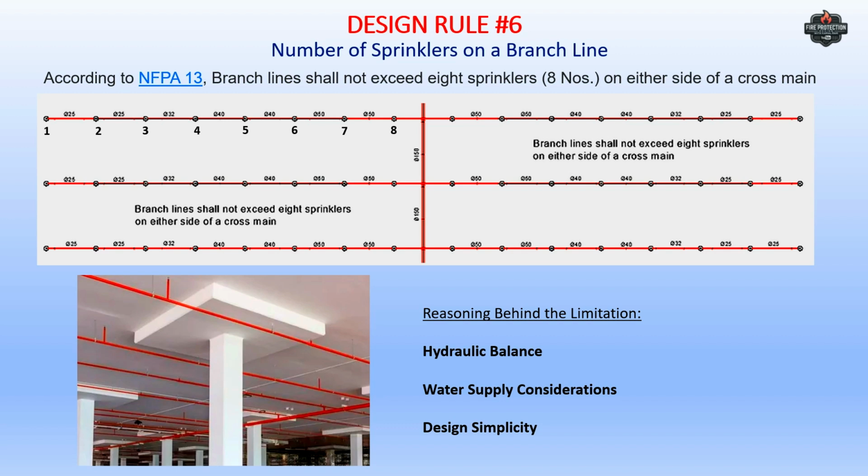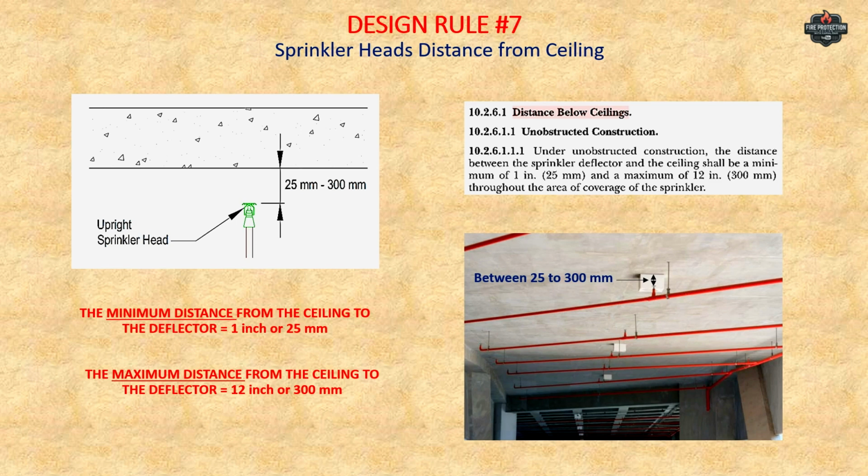This rule has some exceptions, like you can place 9 sprinklers or 10 sprinklers by increasing the pipe size as per NFPA 13. But according to me, it's better to keep a maximum of 8 sprinklers for design simplicity and for easier hydraulic calculations. Design rule 7, sprinkler heads distance from the ceiling.